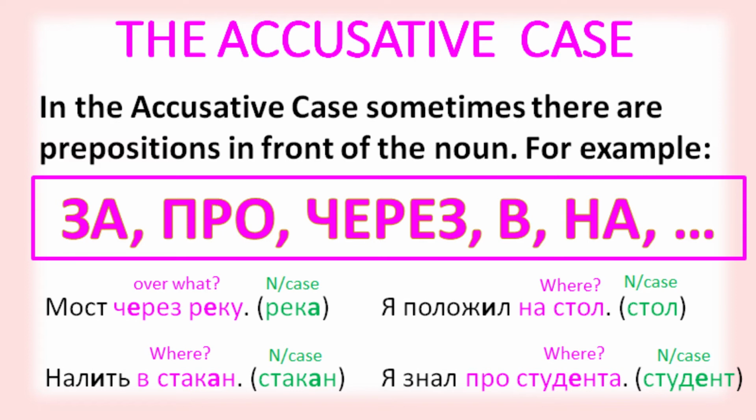Налить в стакан. Pour it into a glass. The стакан is the object. Я положил на стол. I put it on the table. На стол is the object. Я is the subject. Я знал про студента. I knew about the student. Про студента is the object, and я is the subject.